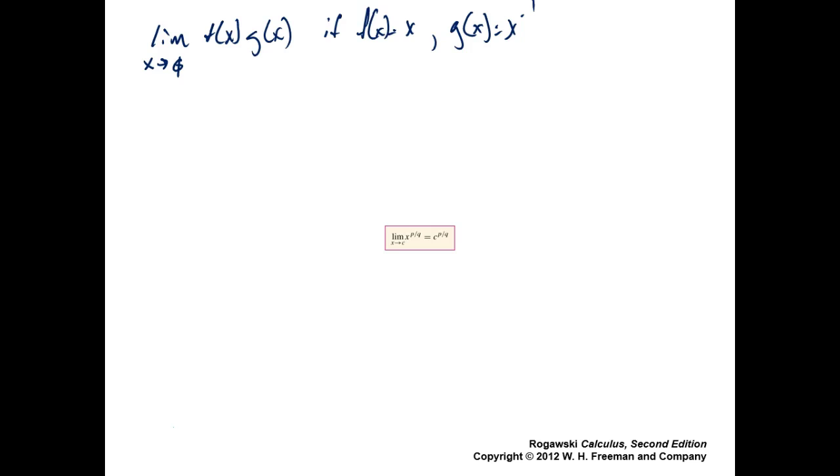Can you apply this product law? Well, the product law would say that would be x times 1 over x, and that would be 1, and that limit we would say would be 1. But the product law requires that both of those limits exist. And the limit of f of x equal x exists as x is approaching 0. That would be 0. But the limit of g of x as x approaches 0, g of x is 1 over x. That doesn't exist.